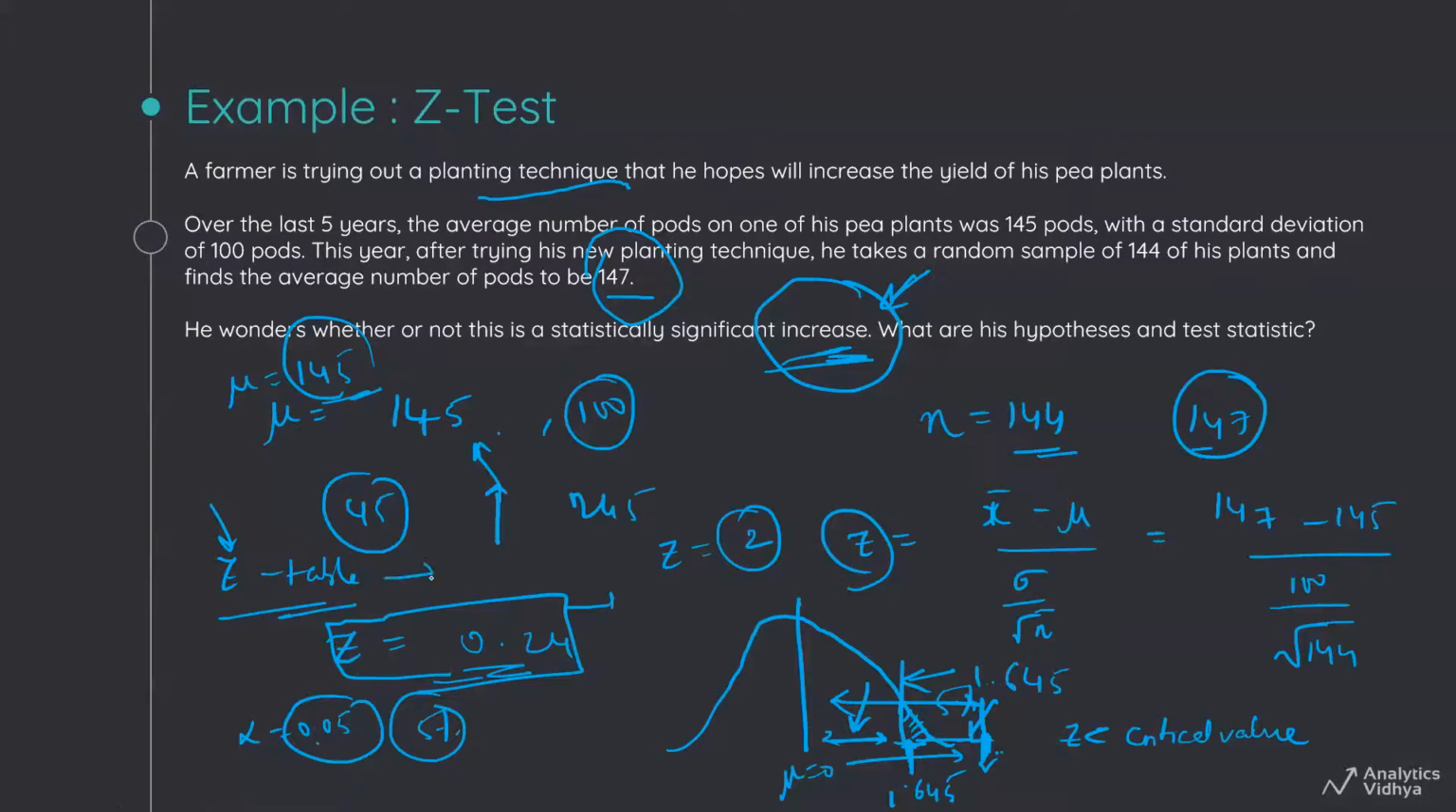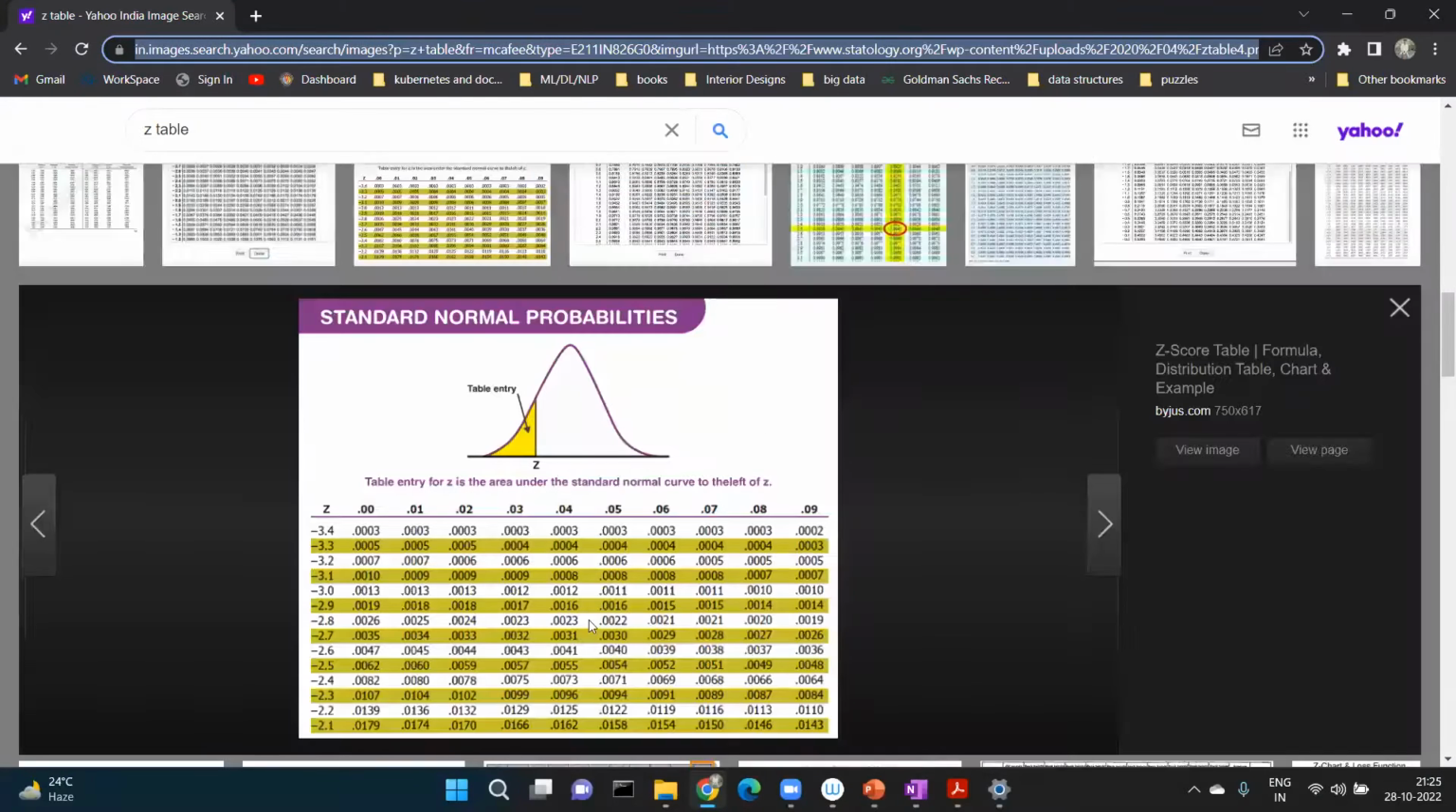In that case, what you do is you go to the table and you identify. Since 0.05 is our significance value, you look at the z-score value for this probability value, and there you get 1.645. I can probably show you. Just let me grab the z table. Hope you can see the table.